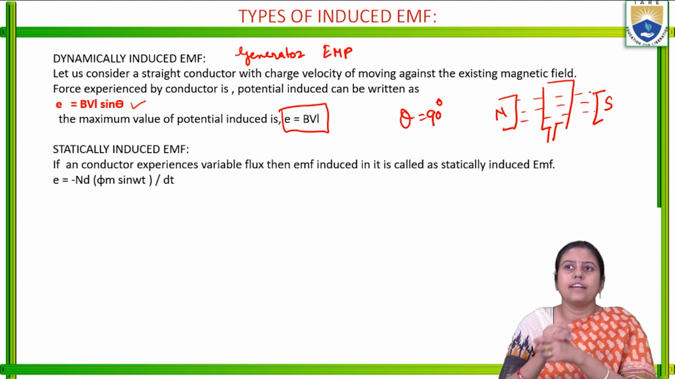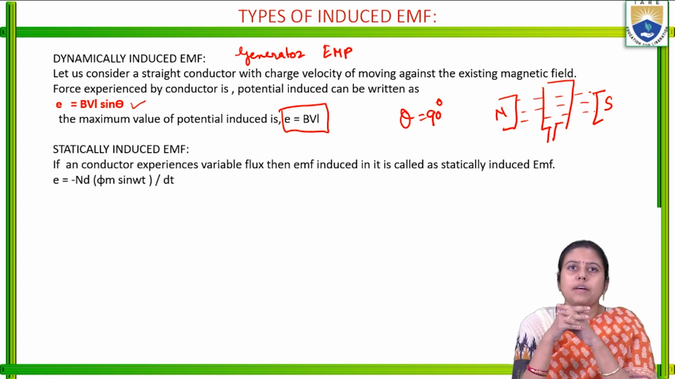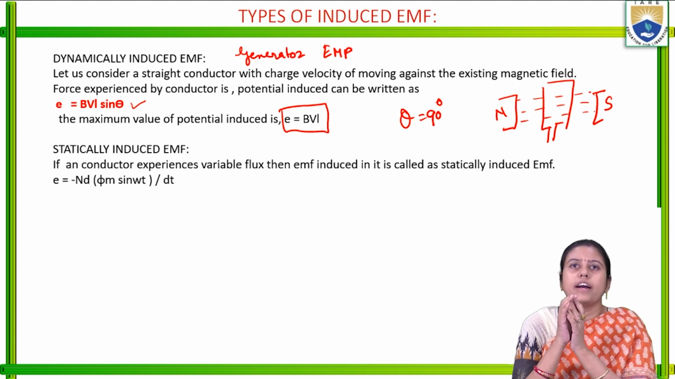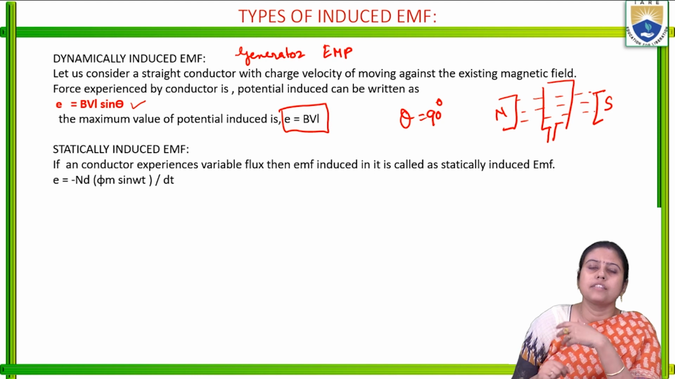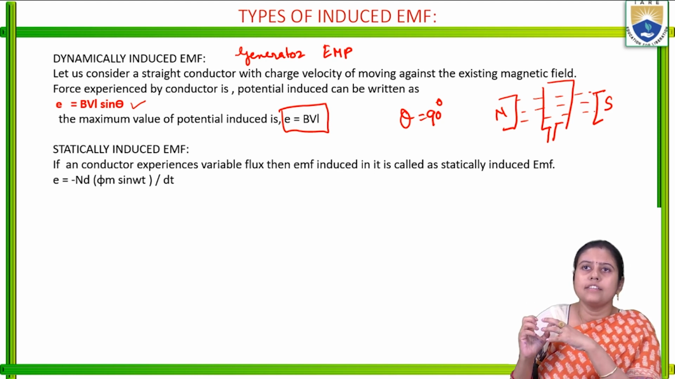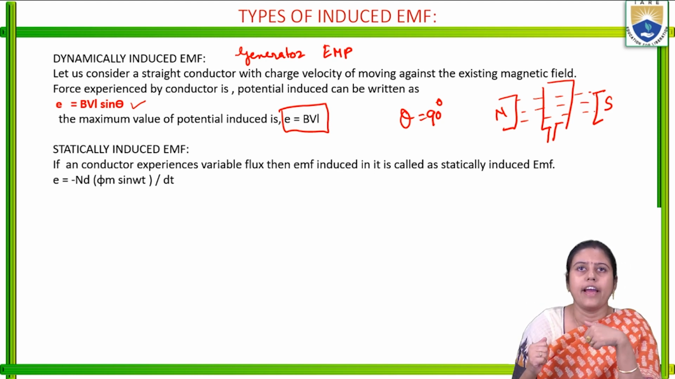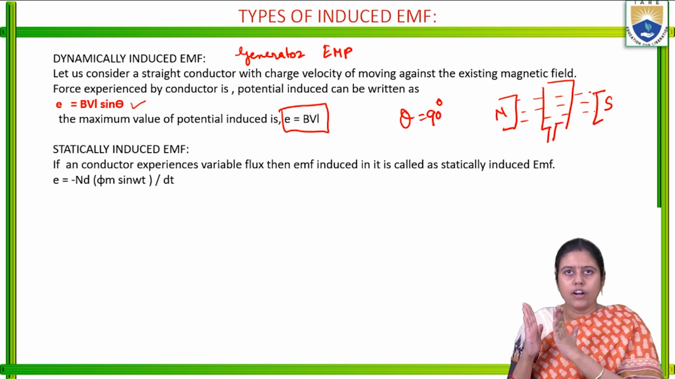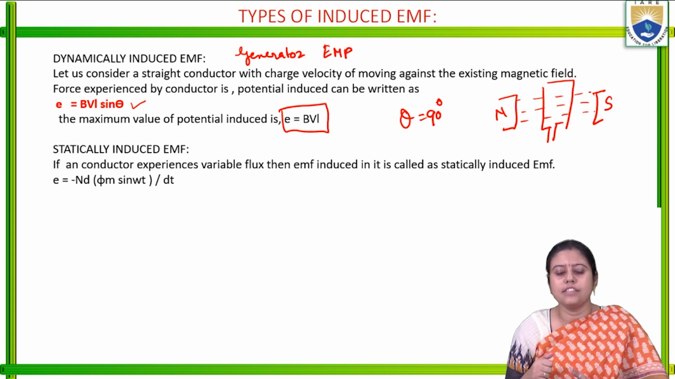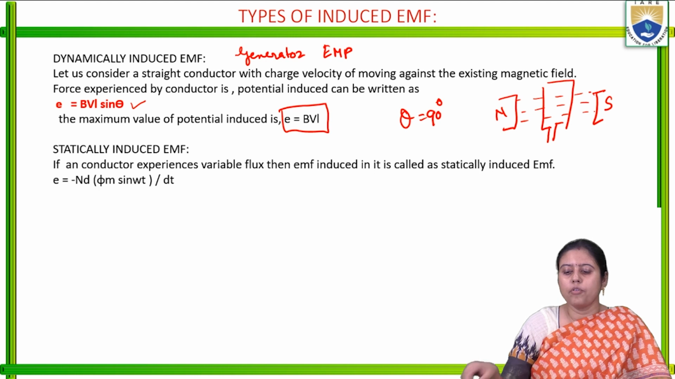Next one is the statically induced EMF. What is the meaning of the statically induced EMF? If any conductor experiences a variable flux, it means the conductors are fixed. Just unlike the dynamically induced EMF, the conductors are fixed and the flux is varying. So we can write it as the statically induced EMF.